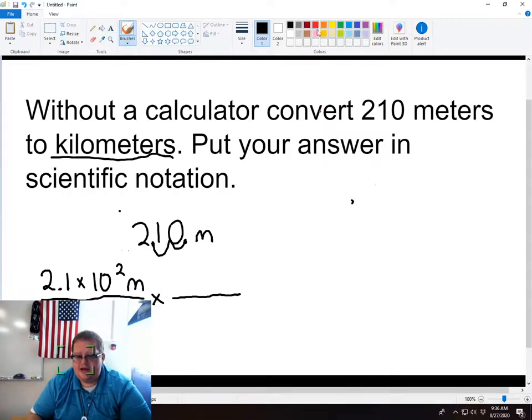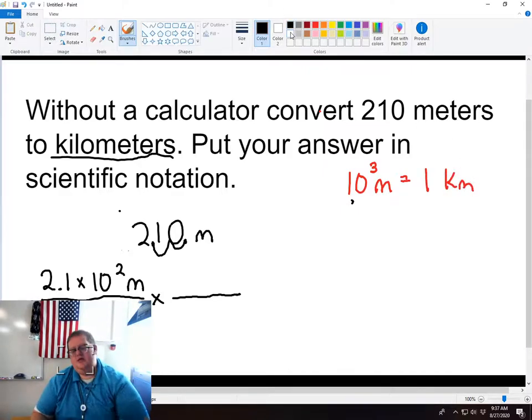Let's see if I can write it in red. So it said 10 to the third meters equals 1 kilometer. This is a conversion factor. We're saying these two things are equal to each other. So we want to write this conversion factor down here.